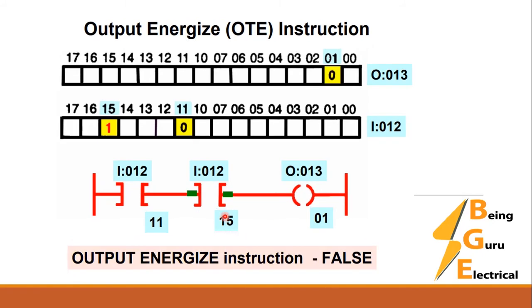Now see the other condition. Because this is a continuous series, if any of these switches is open, the output will be false. Like see here, bit number 11 is 0, so this is open. Even though bit 15 is closed, this one is open, so the output will be off. See, the output condition, the instruction, is false.